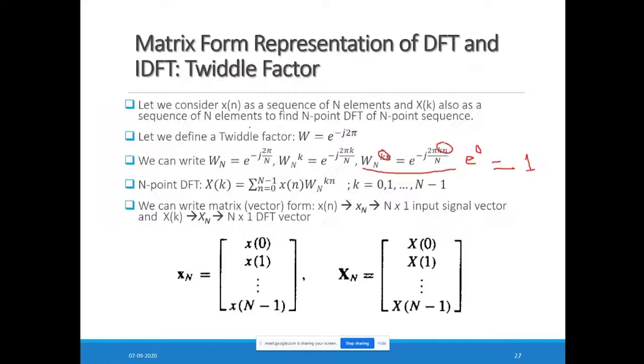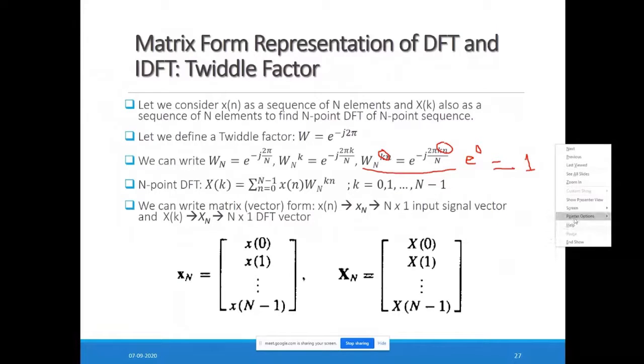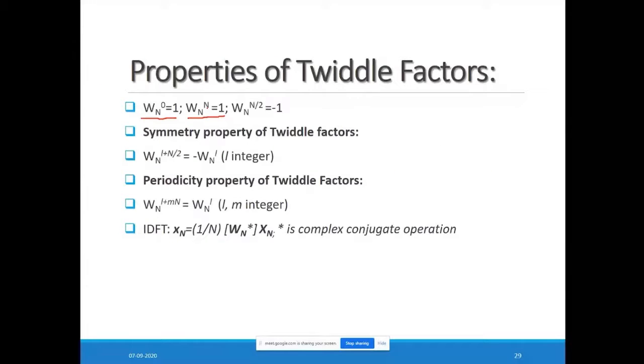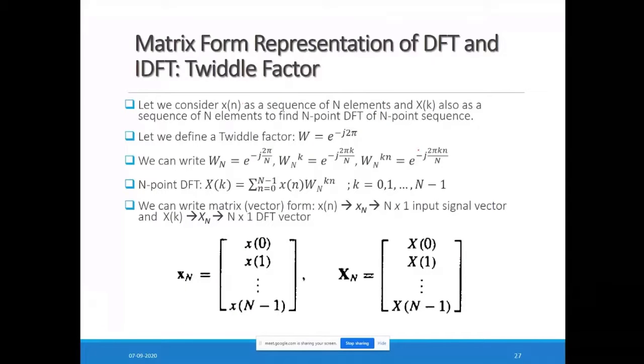What will be the value for this? Here omega n raised to capital N, so the entire kn term is now capital N. Let me repeat: we have written the term omega n raised to N, where the entire kn term is represented with capital N. So the N in the numerator and the N in the denominator will be cancelled out.